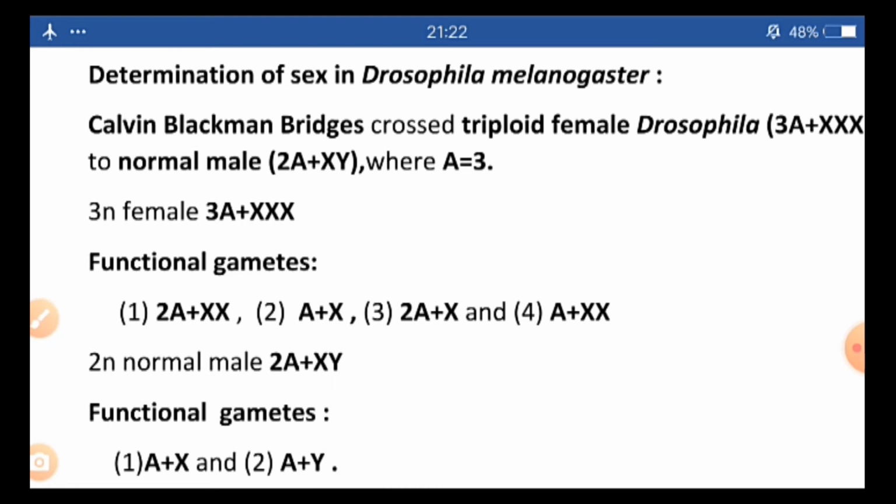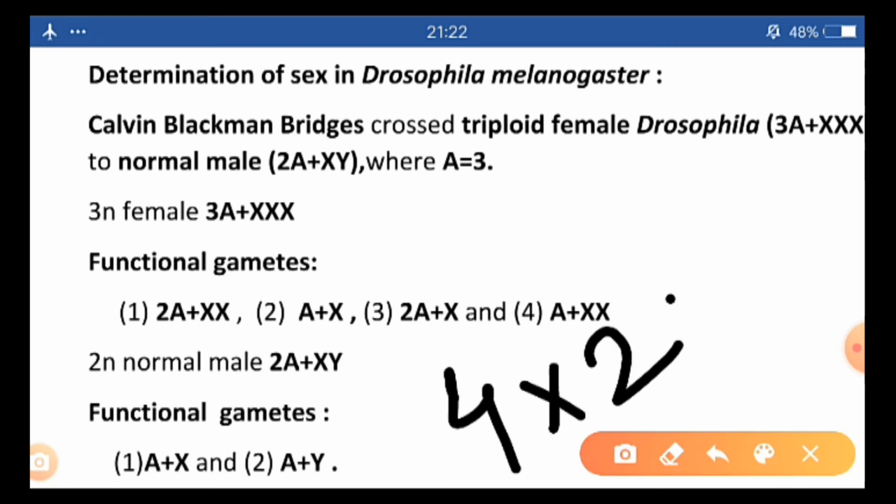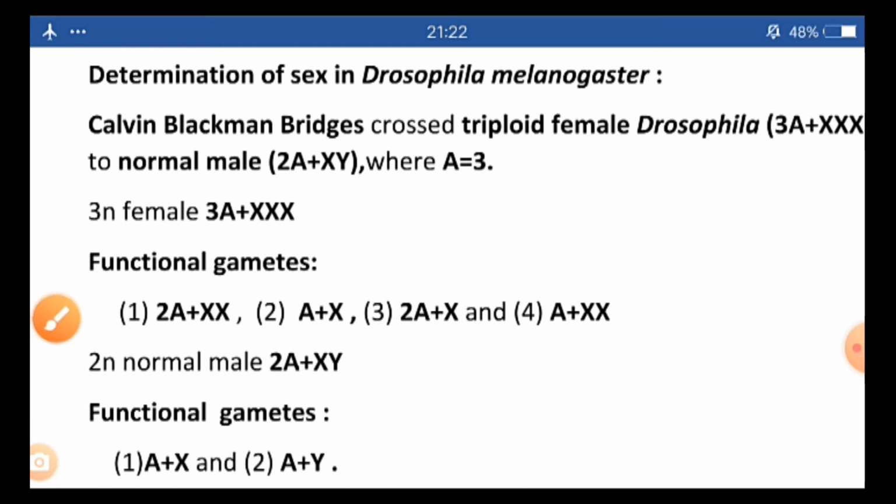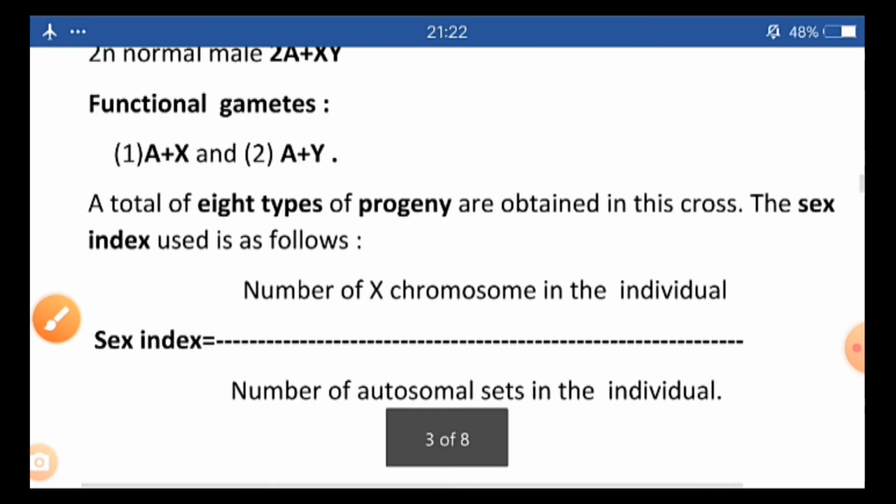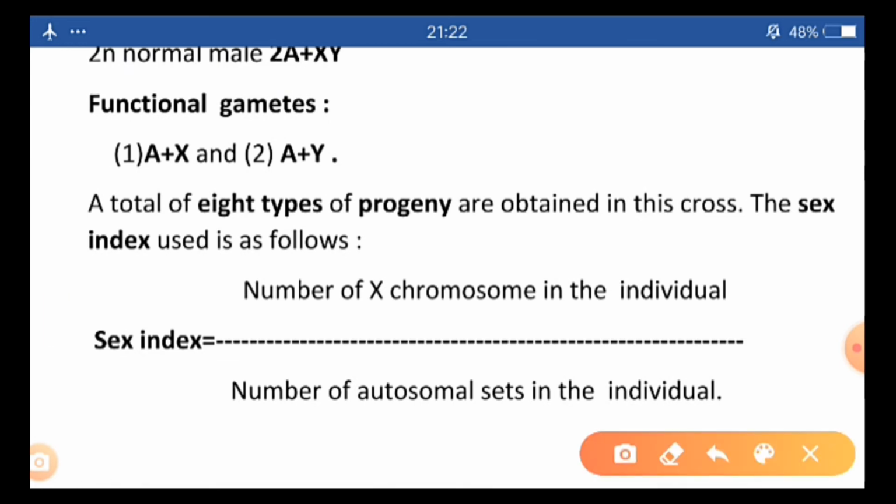Okay, so what will be the total number of offspring? Total number of offspring will be 4 into 2 equal to 8 in a single cross. Okay, let us see. And regarding this, we have to look after the sex index.